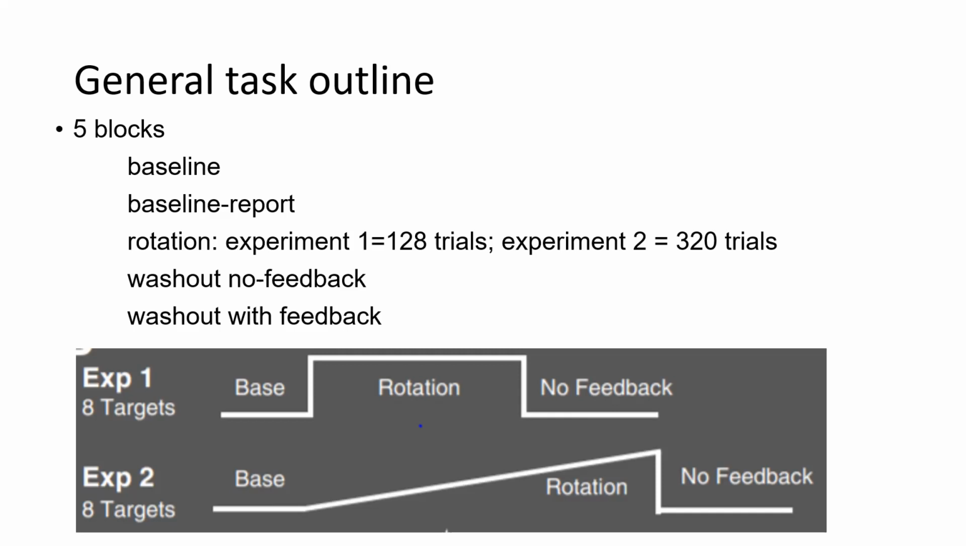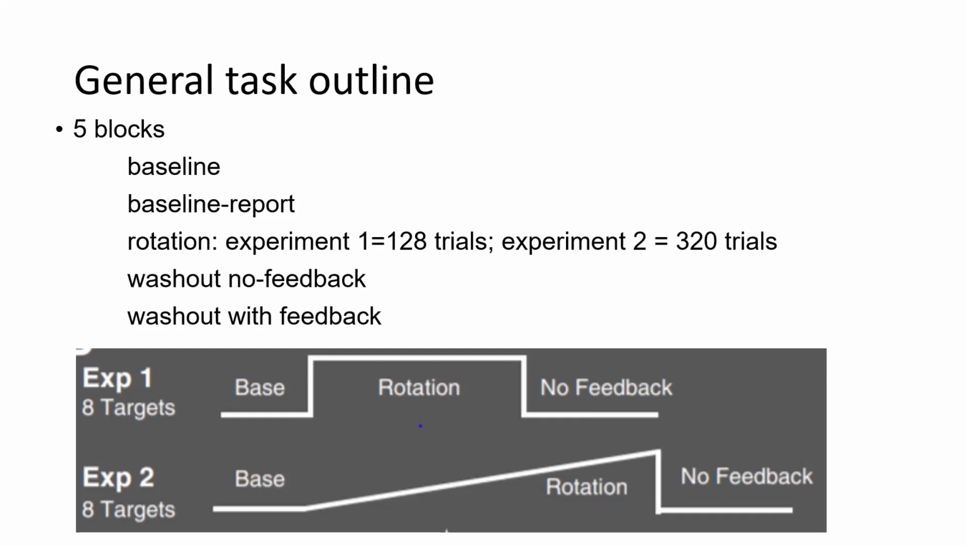And so these 3 phases are further divided into 5 blocks: a regular baseline block with participants just getting used to the experiment, a baseline report block where participants start reporting where they are aiming before starting to move, a rotation block which is made up of 128 trials in experiment 1 and 320 trials in experiment 2, and a washout block with no feedback. And finally, a washout block where they add feedback back in.